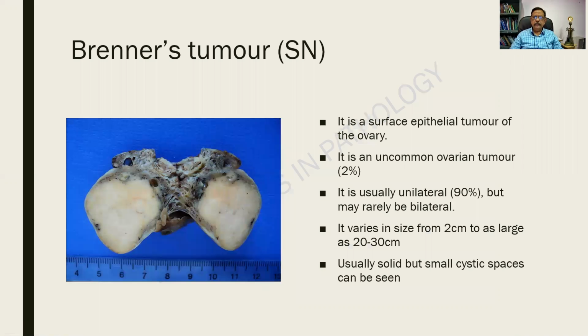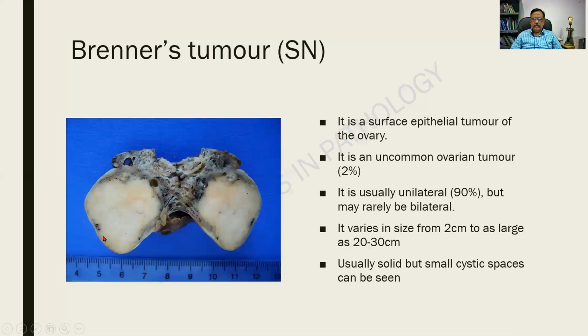Now coming to the Brenner's tumor proper. It is a surface epithelial tumor of the ovary, an uncommon tumor found in about 2% of the cases. It is usually unilateral in 90%, but then rarely it can be bilateral also. And the size varies from 2 centimeter to as large as 20 to 30 centimeters. The tumor is usually solid, but sometimes we can be seeing cystic spaces.